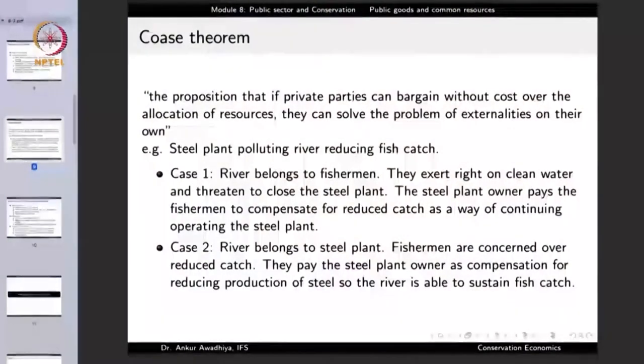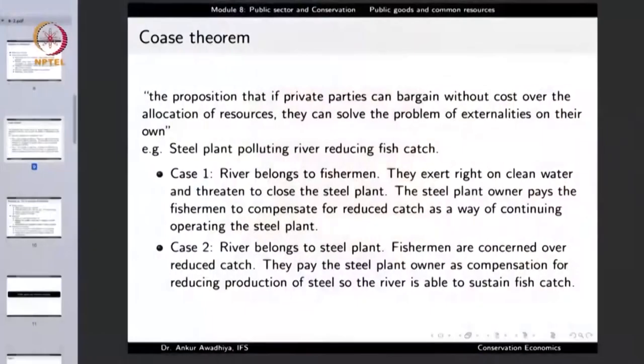So let us look at the case of a steel plant that is polluting the river, and this pollution is reducing the fish catch. Now here again, for the Coase theorem to work properly, we need to have property rights, and we need to have a government that can help in the enforcement of the property rights. So we'll look at two cases. The first case is that the river belongs to the fishermen. So the government has given the right of river to the fishermen. So they exert a right on clean water and they threaten to close the steel plant. Now in this case, the fishermen go to the steel plant owner and say that, okay, this river belongs to us. You cannot pollute this river. If you do this, we are going to enforce our property rights and we are going to shut you down.